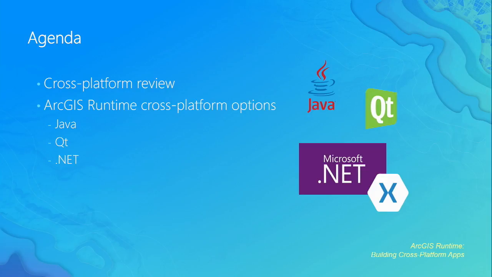Just a quick agenda, to give you a lay of the land, a roadmap for what we're actually going to be doing in the next hour. First, a brief cross-platform review, just to get you thinking about the concepts and ideas around building cross-platform applications and what you need to consider when choosing a platform. Then we're going to dive into specific benefits associated with individual development platforms, for Java, Qt, and .NET, and working with the Runtime SDK with those options.